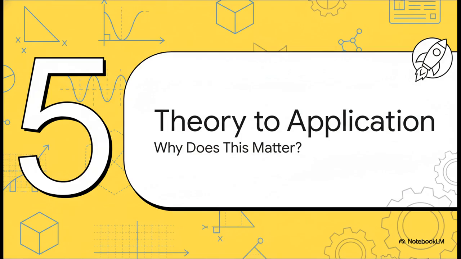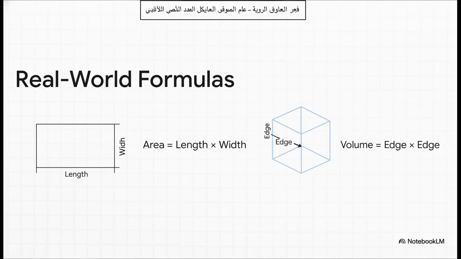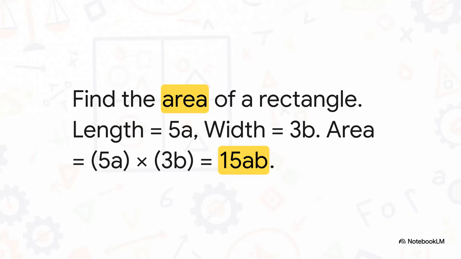Okay, cool. We can push letters and numbers around, but who cares? Why are we even doing this? Well, it turns out this skill is the hidden engine behind tons of real-world stuff, from engineering and science all the way to just figuring out stuff in your own backyard. I mean, just think about some basic formulas you already know. Area of a rectangle? That's length times width. Volume of a box? That's multiplication too. These aren't just abstract ideas, they're calculations that describe the real world, and they're all built on the exact same rules we've been practicing. So let's put it to the test.